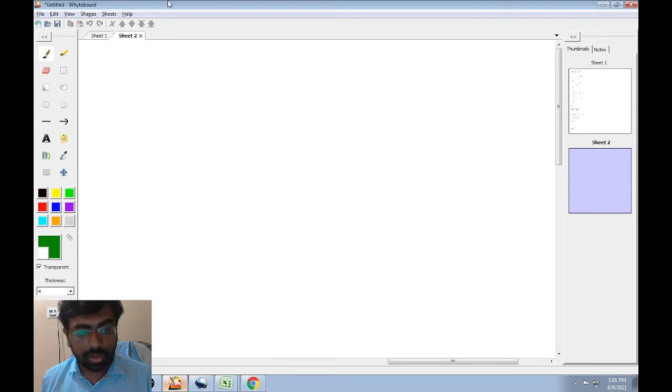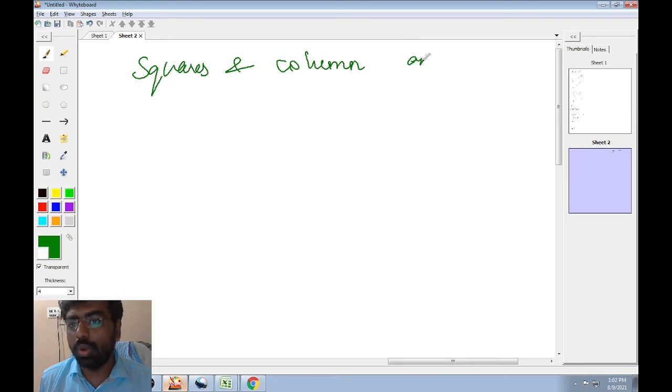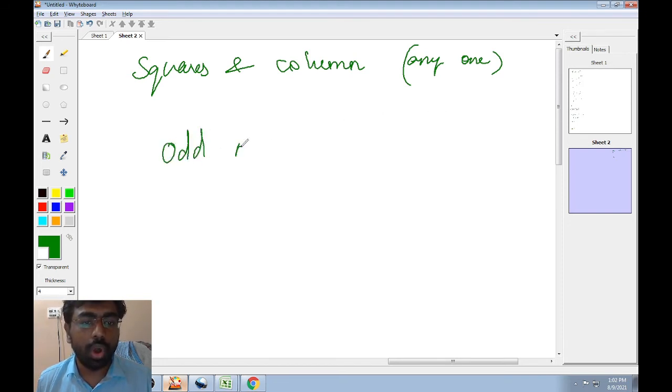So squares and columns are more or less the same, right? Squares and columns, you can make it either one of them, not both, any one. Just by connecting the columns across different dots you can make it.